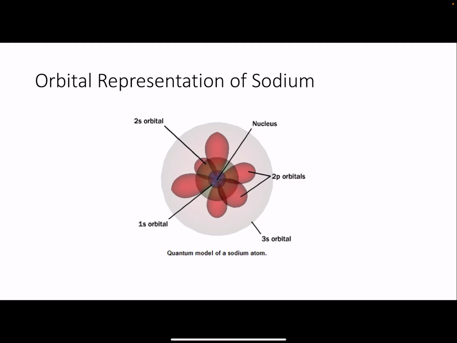Here's a 3D representation of it. You can see the 1s orbital. There's the nucleus right down there in the middle. The 1s orbital is a sphere overlapping that. The 2s orbital is a bigger sphere. It's still a sphere because it's s, but it's bigger because it has a 2 in front of it. The 3s orbital is an even bigger sphere. The 4s orbital is going to be an even bigger sphere. And then you have the different shapes in between that.